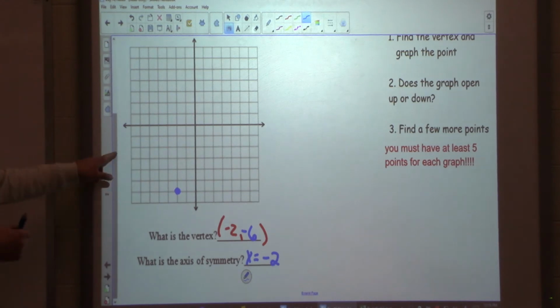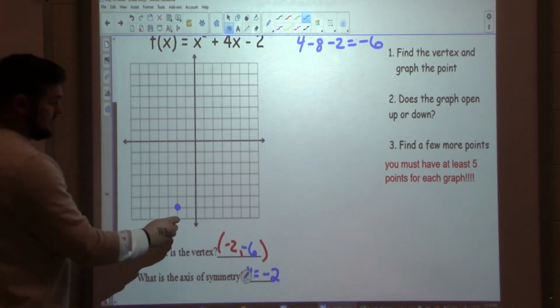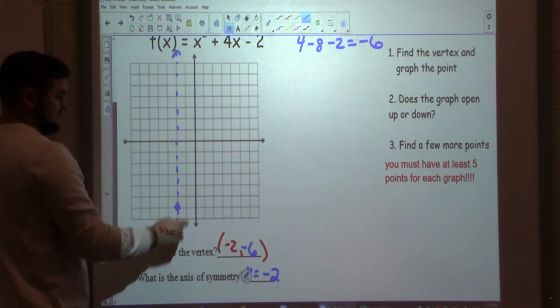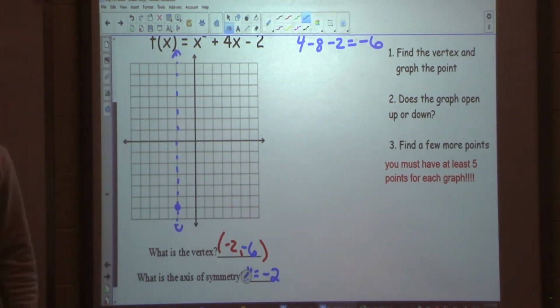Watch this. You're going to draw a dashed line, and it's going to go straight up and down through your vertex. That's all it is. It's a dashed line straight up and down through your vertex. And now you've got your axis of symmetry.